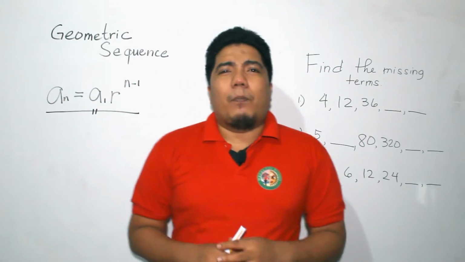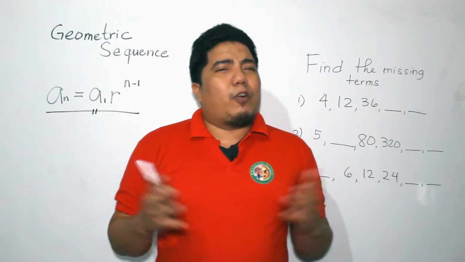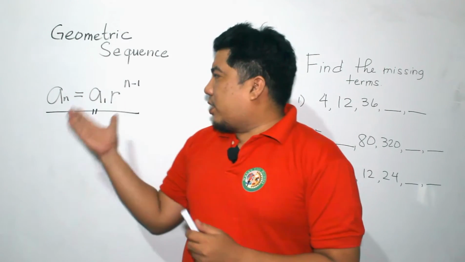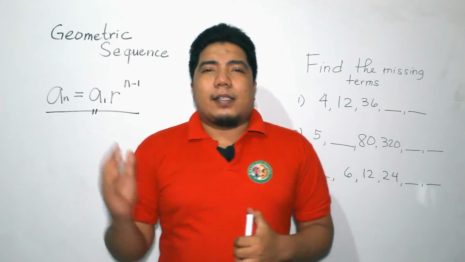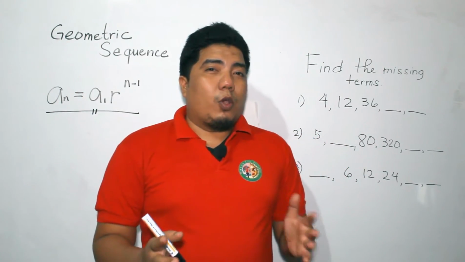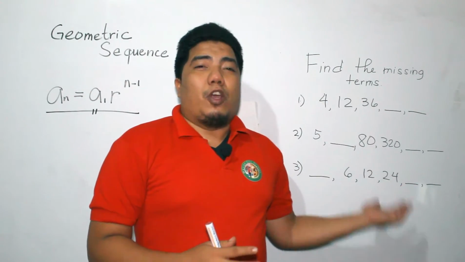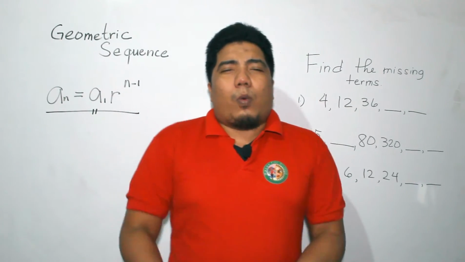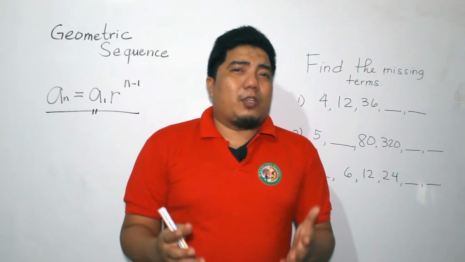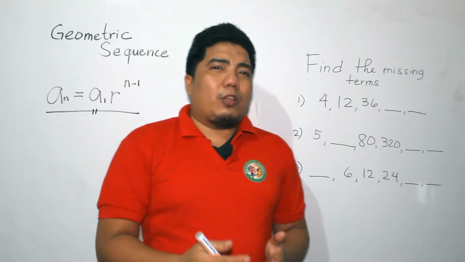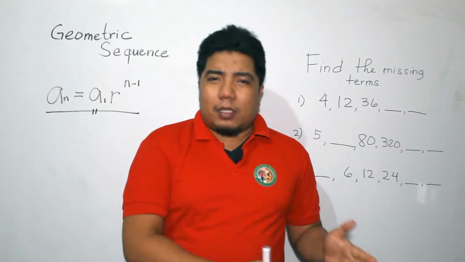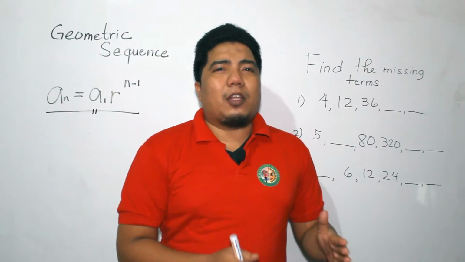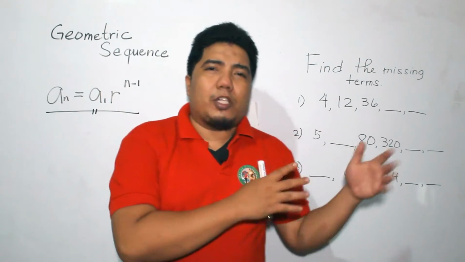Now, for most of the students or for most teachers, they always teach the formula. Somehow, if you're a student who just needs to get the missing terms of these given exercises, what you need to do is to ask yourself, what happened to the first term, why it became the second term? What happened to the second term, why it became the third term? And so on and so forth.